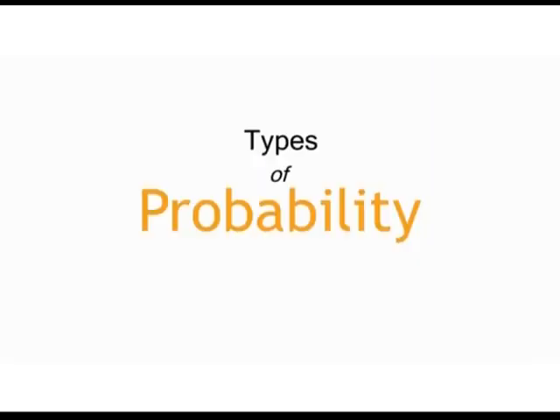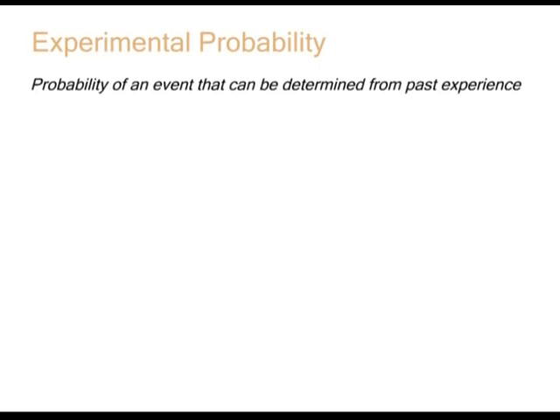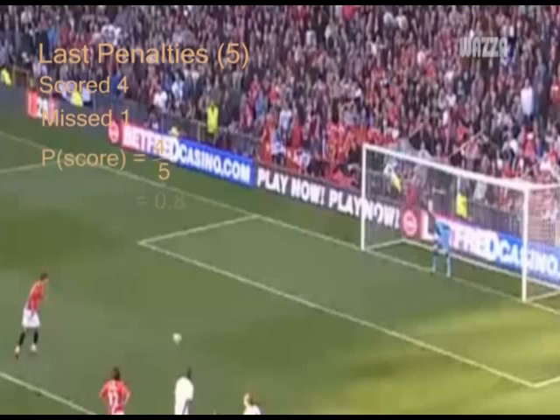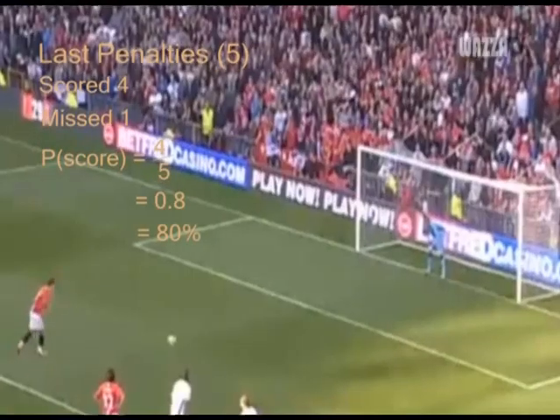There are two types of probabilities, experimental and theoretical. Experimental probability is the probability of an event that can be determined from past experience. Back to our football, you might actually be able to predict the chances that the player will score. If he has scored 4 out of the last 5 penalties he has taken, you would say the chances of scoring this one are 4 out of 5. And so the probability is 4 over 5 or 0.8 or 80%.